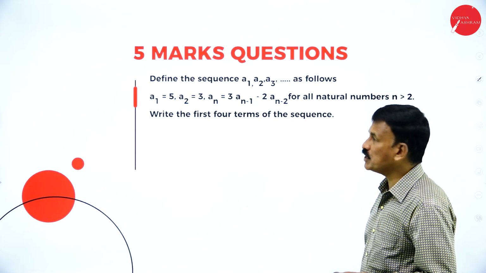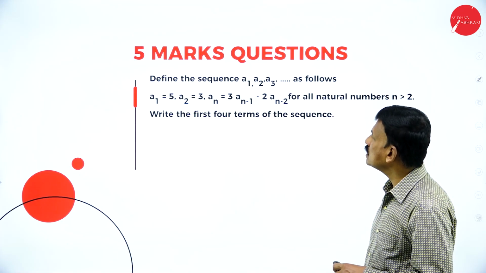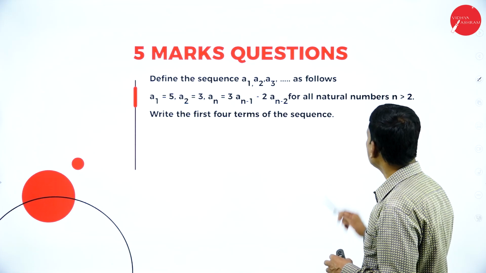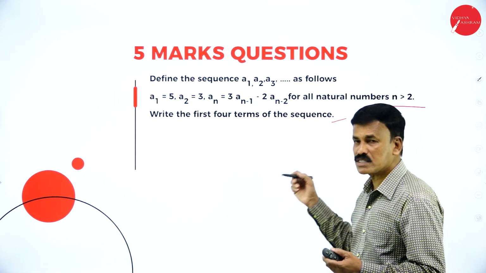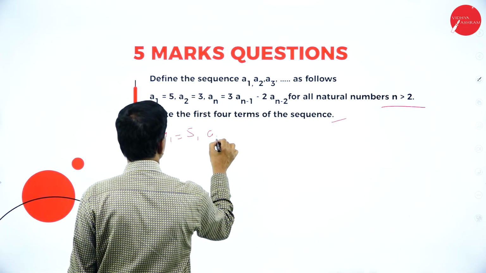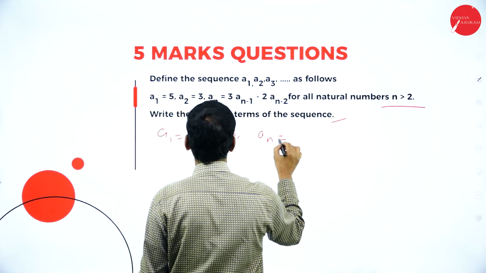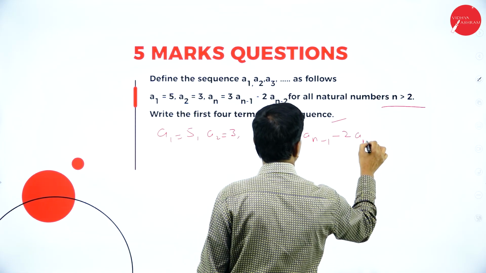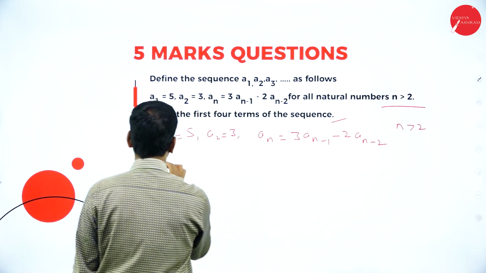Define the sequence as follows. a1 is equal to 5, a2 is equal to 3, and an is equal to 3 times an minus 1 minus 2 times an minus 2 for all natural numbers n greater than 2. Write the first 4 terms of the sequence. What is given here? a1 is 5, a2 is 3, and an is equal to 3 times an minus 1 minus 2 times an minus 2 for all n greater than 2.